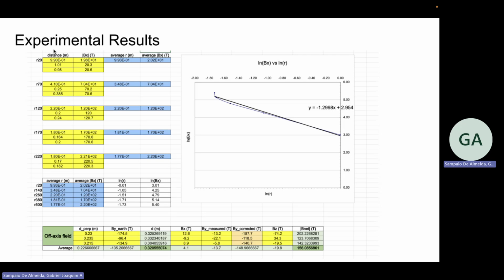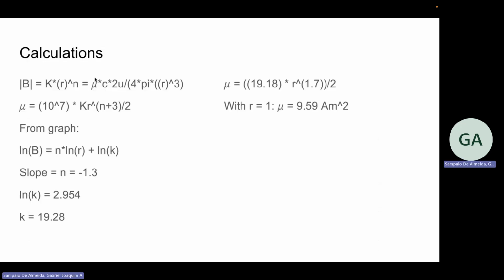These are the experimental results obtained in this lab. The data is shown here in the Lab2 spreadsheet, and a correlation is shown on the right. For the calculation section, we first define the two magnetic field formulas as equal to each other to then get an equation for mu, as shown here in the top left.